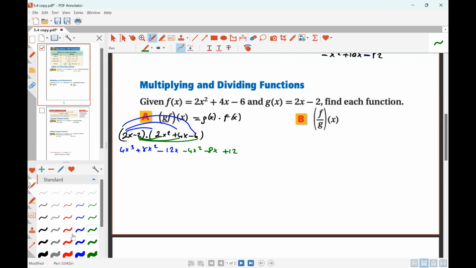Now combine like terms. I have 4x cubed here, and I have no more x cubed. So 4x cubed. I have 8x squared. Anything else with x squared? Yes, I have negative 4x squared. So I can combine them. 8x squared minus 4x squared makes plus 4x squared.